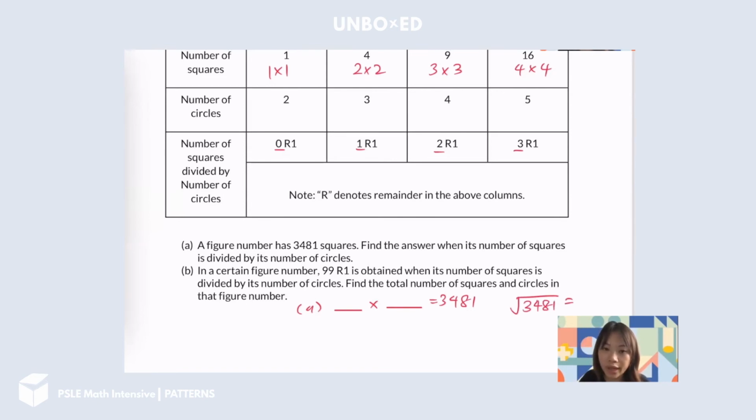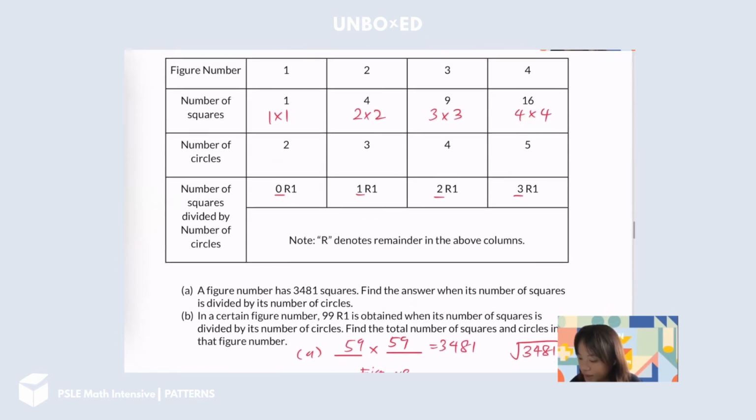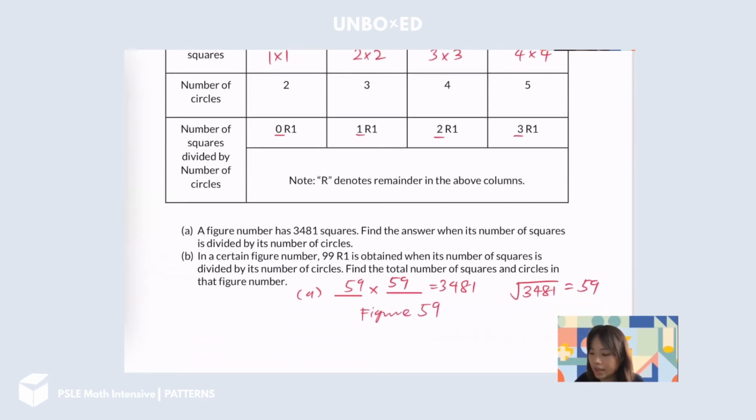Square root of 3481 will give you the base number. In this case, it's 59. So 59 times 59 will give you 3481, right? So since you know that the figure number is figure number 59, the number of squares divided by number of circles is 1 less with the remainder 1. So the answer is actually 58 remainder 1.